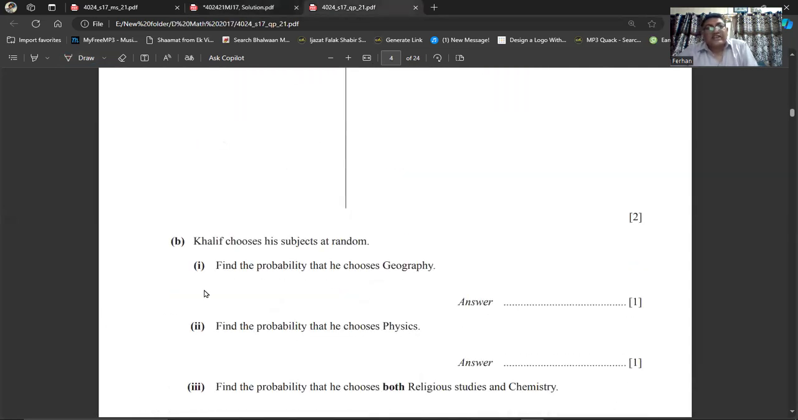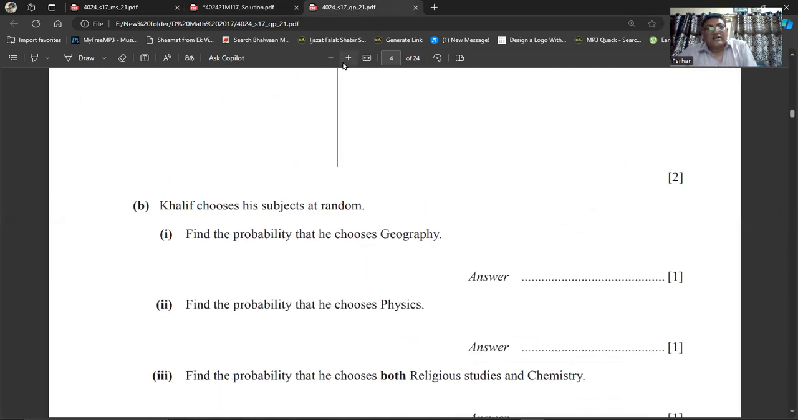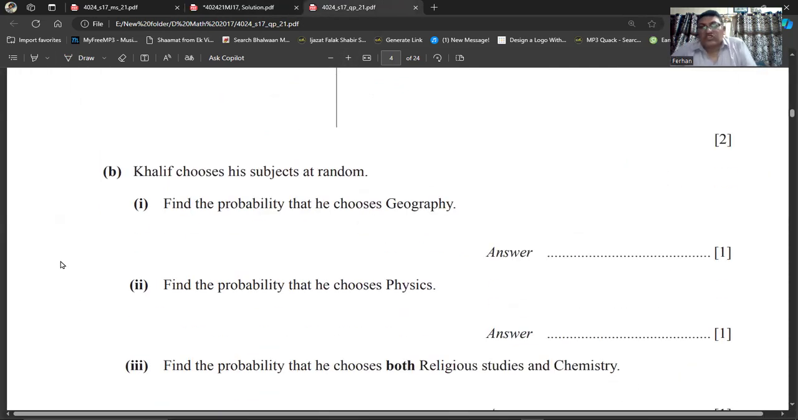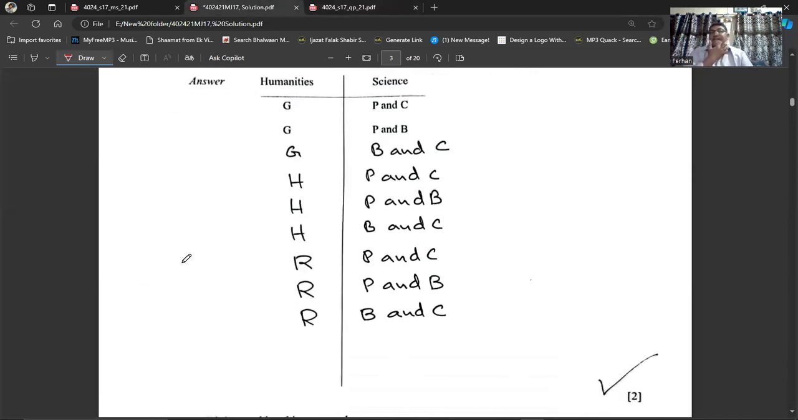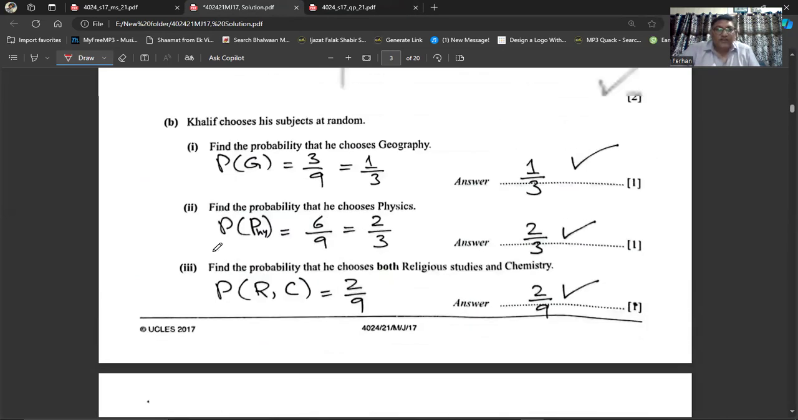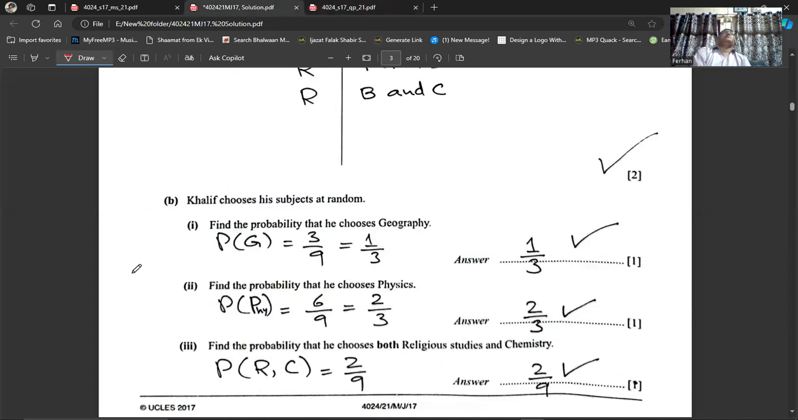Okay, then their question is B part. Question number 3, B part. Khalif chooses his subjects at random. Find the probability that he chooses geography. Okay. So if you look at here, geography, out of 9 options, there are 3 options in which you have geography. So the probability of selecting geography is 3 by 9. So when you simplify it, it becomes 1 by 3. So 1 by 3 is the right answer.